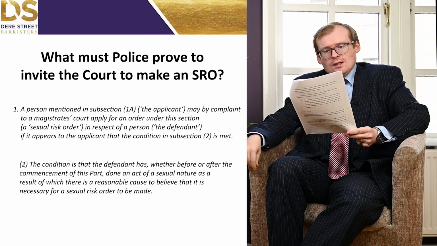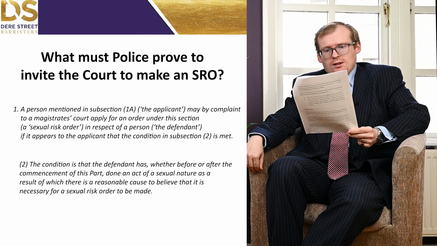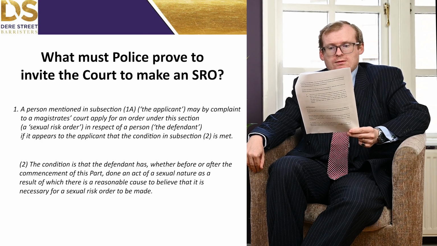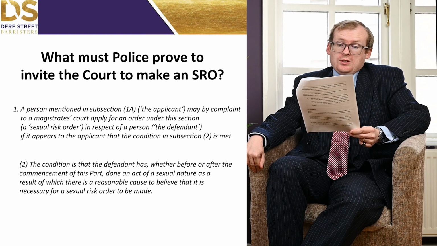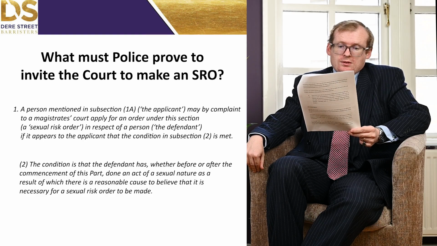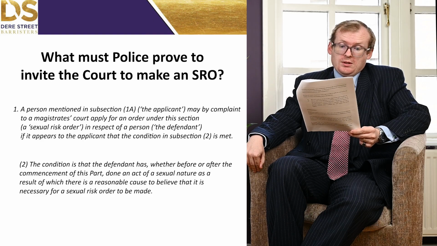This states, in subsection 1, a person mentioned in subsection 1A, the applicant, may by complaint to a magistrates' court apply for an order under this section, a sexual risk order, in respect of a person, the defendant, if it appears to the applicant that the condition in subsection 2 is met. The condition is that the defendant has, whether before or after the commencement of this part, done an act of a sexual nature as a result of which there is reasonable cause to believe that it is necessary for a sexual risk order to be made.